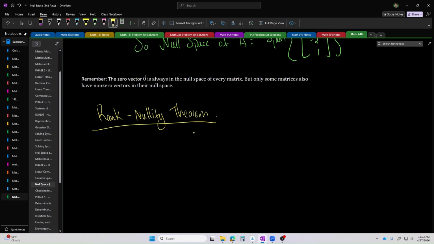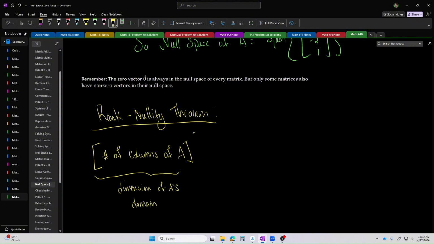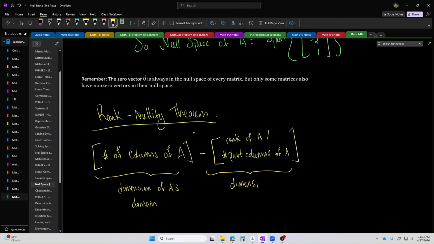And the Rank-Nullity Theorem says if you have a matrix A that has however many columns, the number of columns of A represents the dimension of the domain. If you then look at the rank of the matrix A, in other words, you count how many pivot columns A possesses, then this tells you the dimension of A's range.